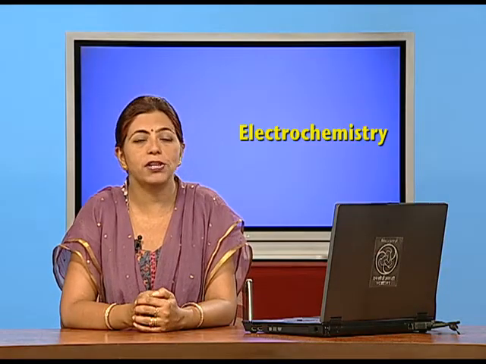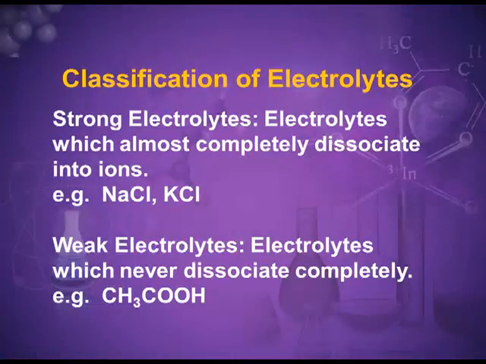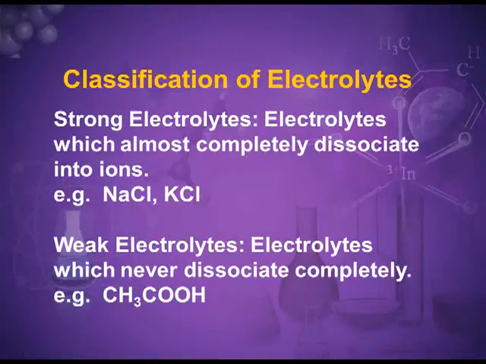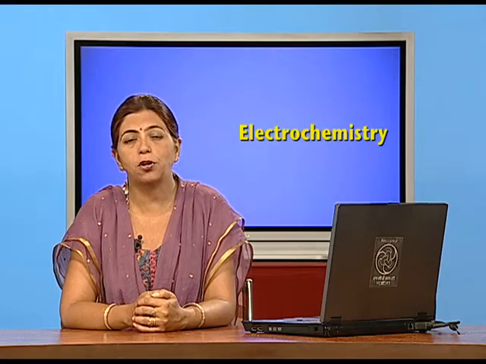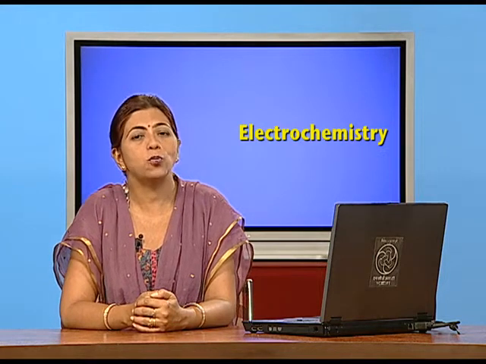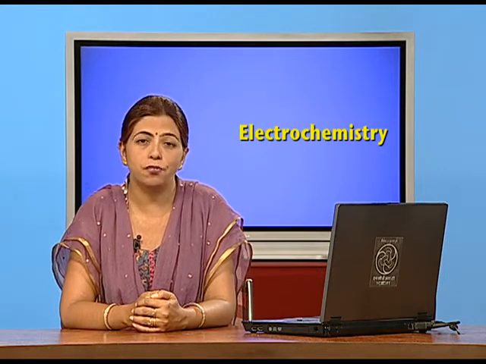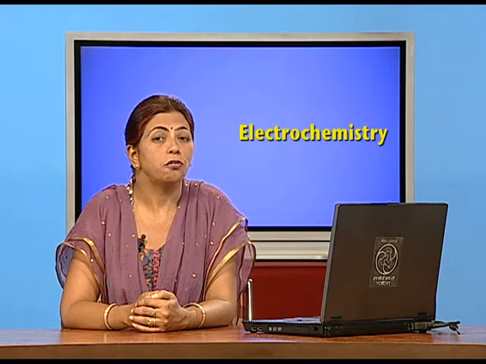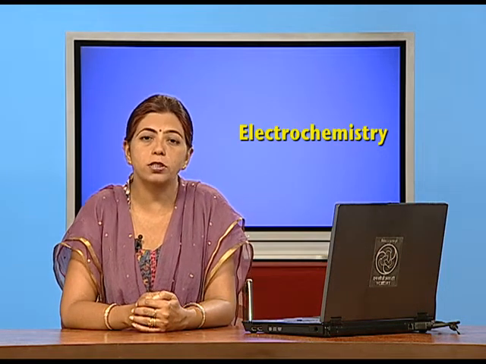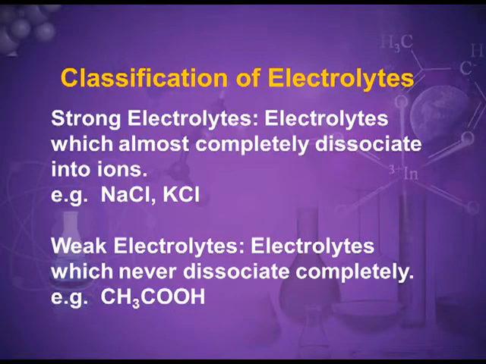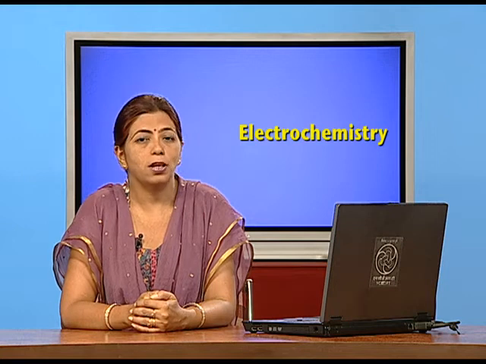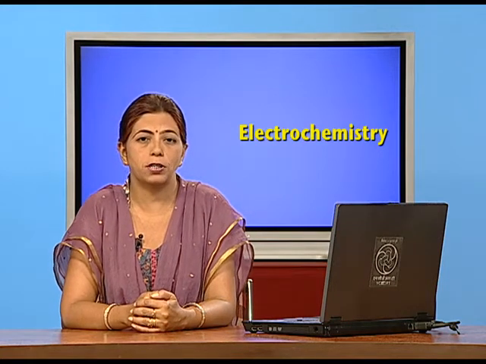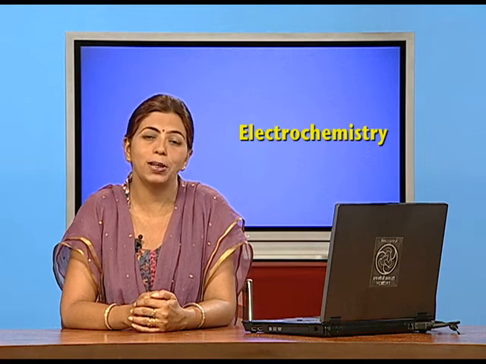These ions carry charge. These electrolytes are classified as strong and weak electrolytes. Strong electrolytes are those substances which almost completely dissociate into ions. For example, sodium chloride, potassium chloride, they almost completely dissociate into ions when we dissolve them in water. Weak electrolytes never completely dissociate into ions. For example, acetic acid, ammonium hydroxide, they never dissociate completely.